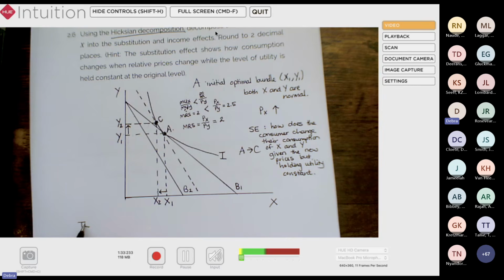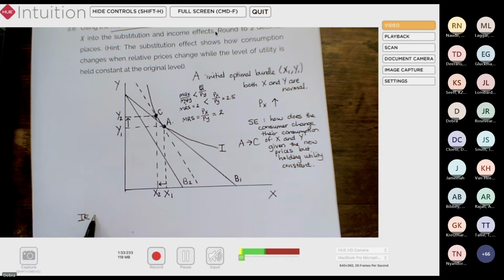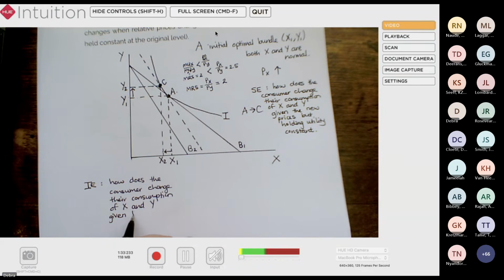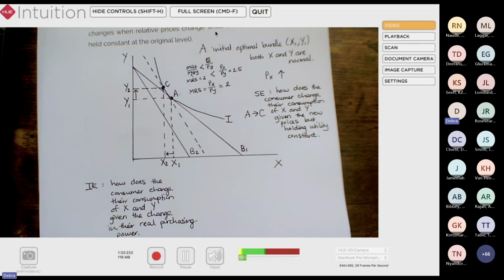My income effect tells me how does the consumer change their consumption of X and Y given the change in their real purchasing power. So the income effect has to do with, now that prices have changed, am I now relatively wealthier or relatively poorer than I was before?